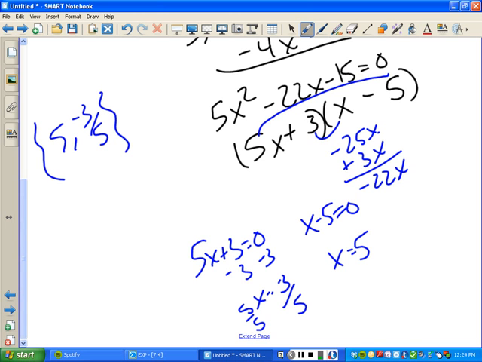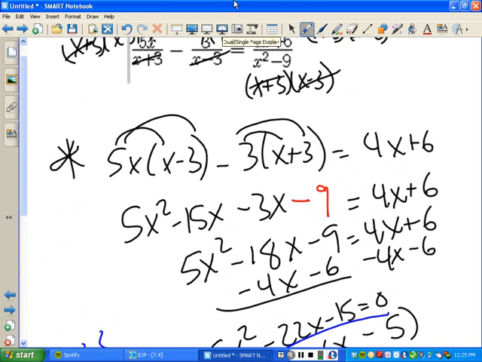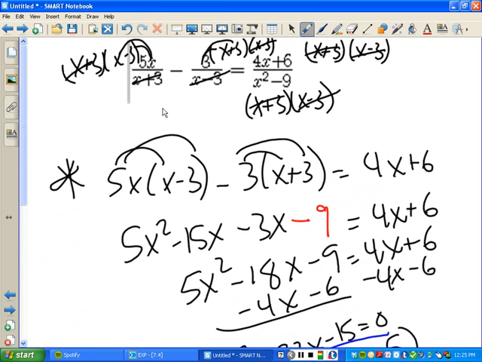After you get those two answers, what do you have to do? Go back to the original. Scroll all the way up. Plug in 5, plug in negative 3/5. Do you get 0 anywhere? No. With that being said, any questions on those four?